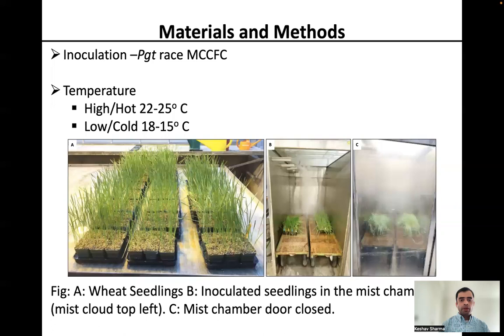Going through quick materials and methods, the left picture, as you see here in A, shows one-week-old wheat seedlings, and those are inoculated with PGT race MCC-FC and placed in the mist chamber. As you see here, the mist is coming out from those pipes, and it is kept for 12 hours. After that, these plants are moved to various incubators with different temperature conditions. The high and hot condition would be 25 degrees Celsius at day and 22 degrees Celsius at night. For the low and cold condition, 18 degrees Celsius would be for day and 15 degrees Celsius for night temperature.